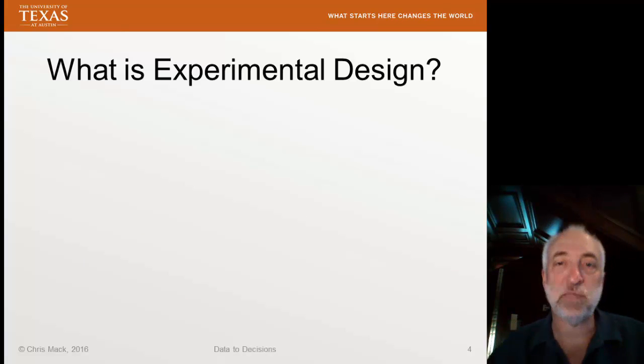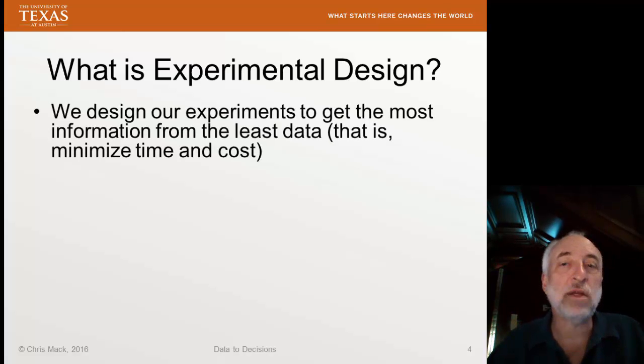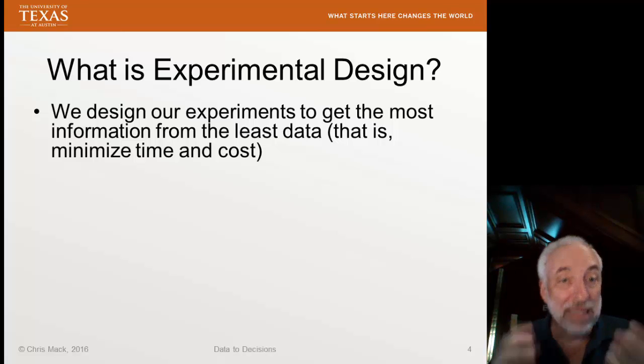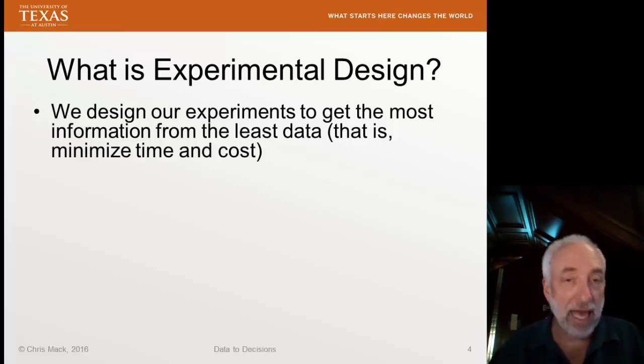All right. What is experimental design? We design our experiments for the simple but important goal of getting the most information from the least data. The principle is simple. Data is expensive. Collecting data takes time and costs money. So what we want to do is maximize the amount of information that we can get from the data that we do collect. We'd always love to have more data. Everything gets better with more data. Sometimes we're limited, either because of time or cost. So how can we get the most information from that data?